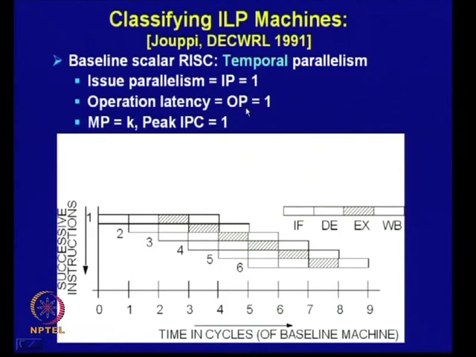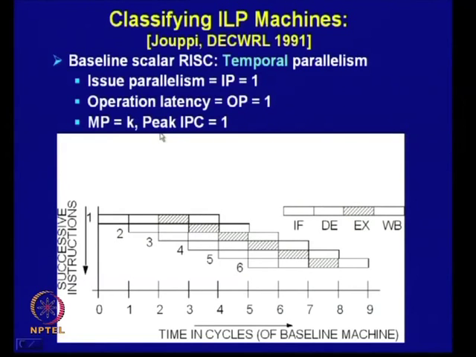And output latency is also 1, because you can see here it is generating output at the interval of one clock cycle. So, the operation latency is equal to 1. And the machine parallelism, as I have already told, is equal to k. As you can see here, at any particular instant of time, since this pipeline processor has 4 stages, a maximum of 4 instructions will be simultaneously in flight during execution. Of course, they may be in different stages of execution, but the maximum number present in the processor during execution is restricted to k, where k is the number of stages in the pipeline processor.